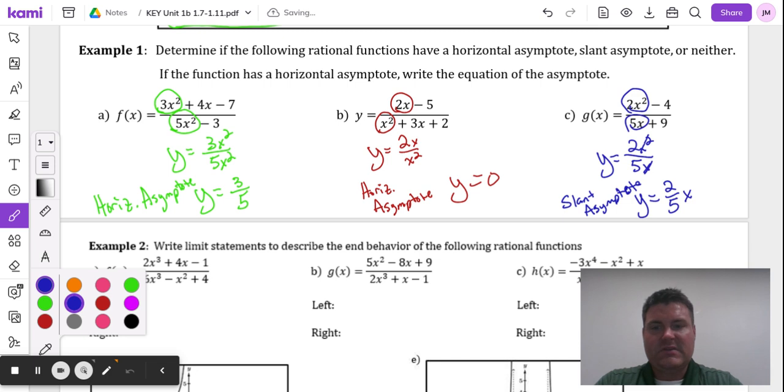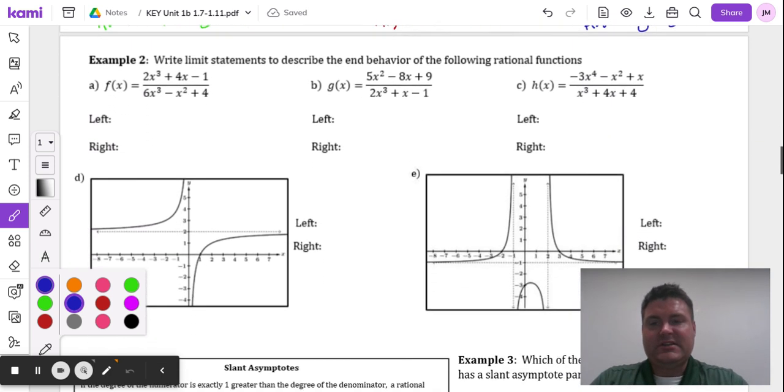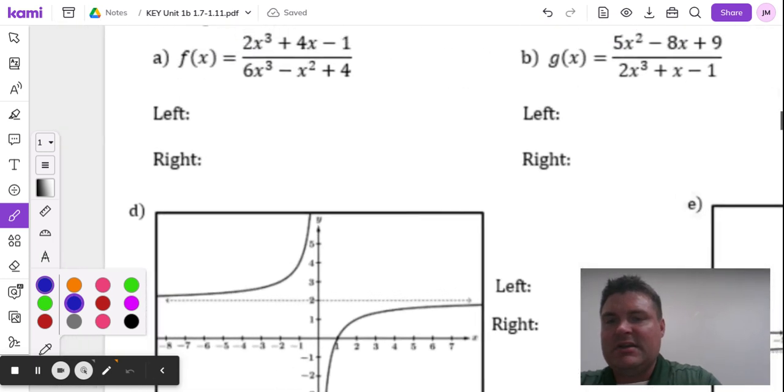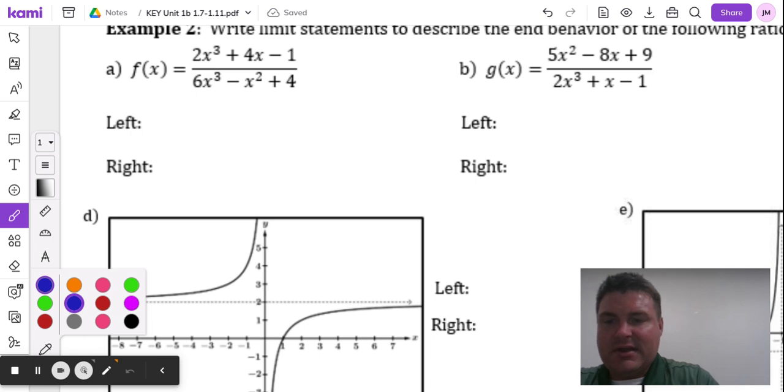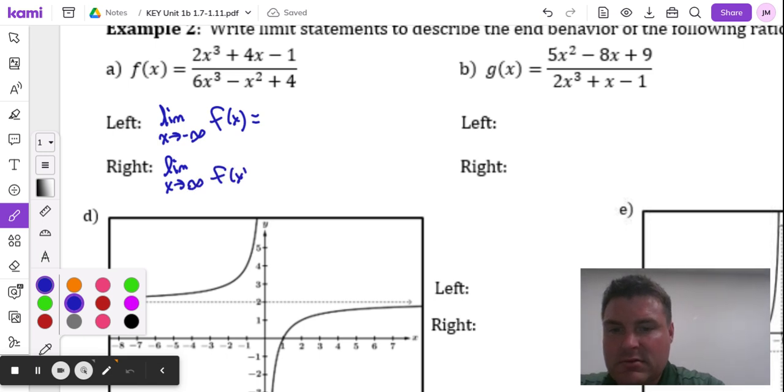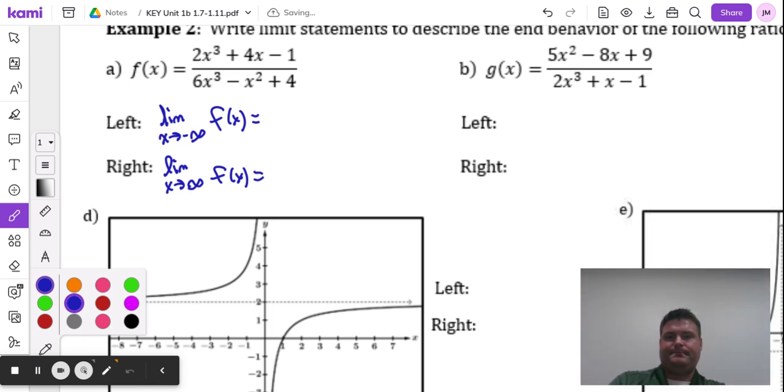All right, easy squeezy. Now we're going to start to add in some limit statements here just to help us out. So we're going to write a limit statement to describe the end behavior. Just as a reminder, before I even get into the weeds here with letter A, left means that we're going to be approaching negative infinity. I'll leave that blank for right now. And the right is when we're approaching positive infinity.